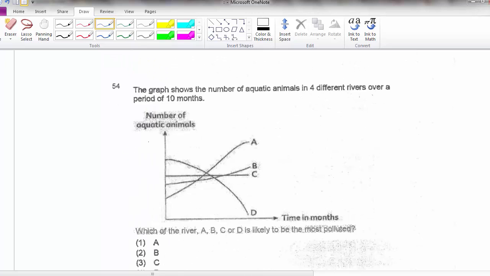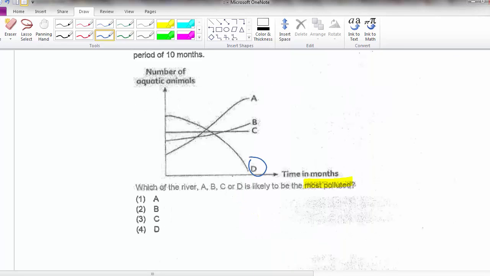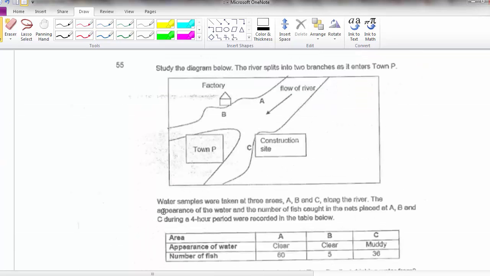54. So I have this graph, number of aquatic animals versus time. So which of the rivers A, B, C, D is likely to be the most polluted? Okay, so I'm looking for the one that's most polluted. So obviously when I have more pollution, my animals will start to die. So which is the one that shows the number of animals decreasing? And that will be D. Okay, so it's quite obvious. 4 is my answer.